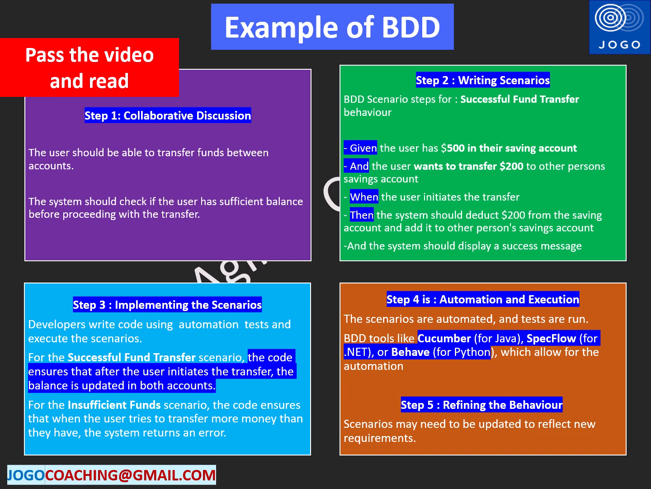This can be done by using BDD tools like Cucumber for Java, SpecFlow for .NET, Behave for Python, which allow for the automation of these scenarios written in natural language. The fifth step is refining the behavior. As the project progresses, the scenarios may need to be updated to reflect new requirements. For instance, if the system introduces a feature where users can schedule transfers, new scenarios can be written to cover this behavior. Hope now you have understood the BDD practice with an example.